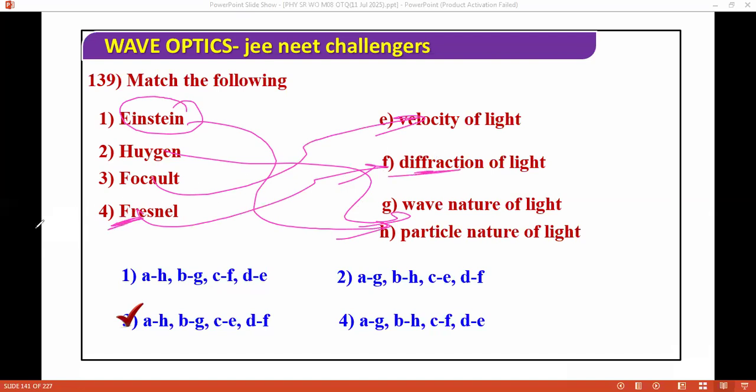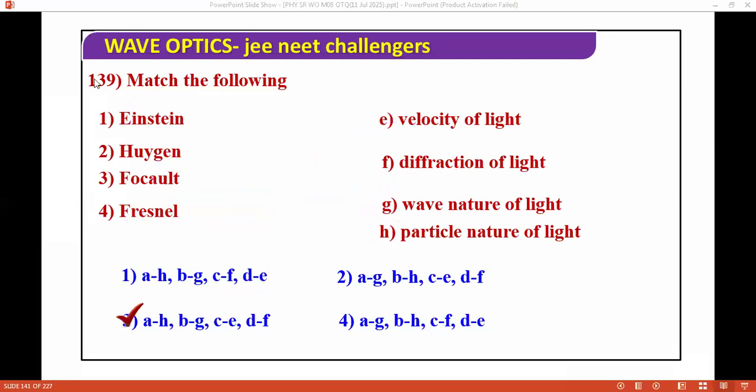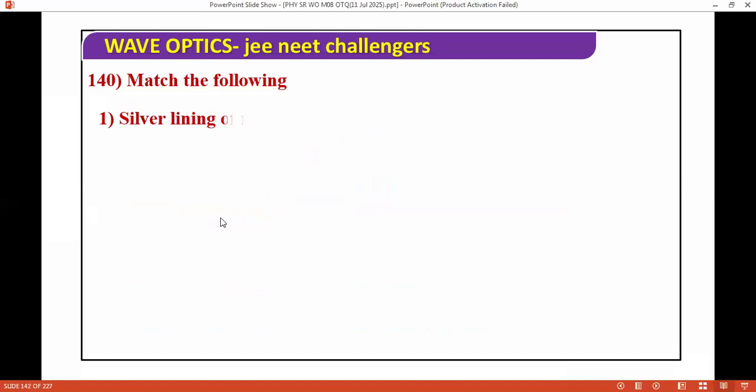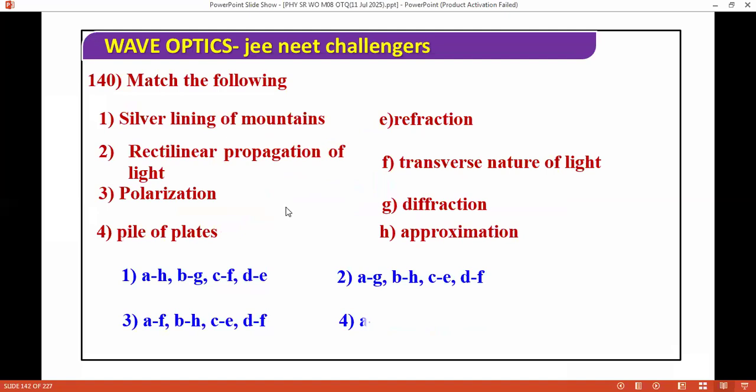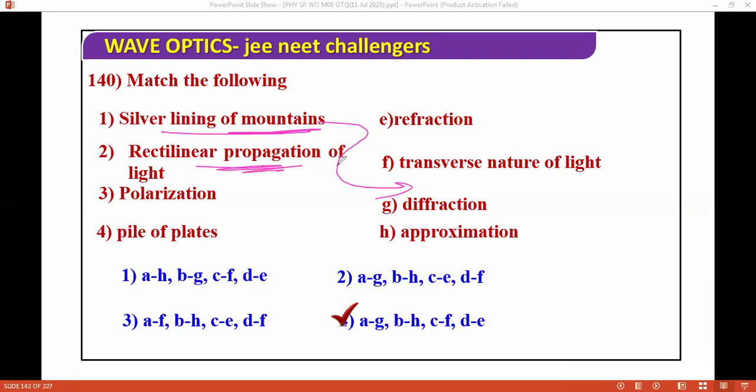So many scientists are here, so it's really difficult. Sometimes you may face difficulty learning all these concepts, so you should use some tricks so that you can attempt all questions. Otherwise, it's very difficult for you to solve this question. The correct answer for this question becomes the fourth one. We are talking about the silver lining of clouds. I already explained it: it is because of diffraction and rectilinear propagation of light. This is because of approximations. Polarization is because of the transverse nature of waves. And the pile of plates is because of refraction. So we have done these questions.